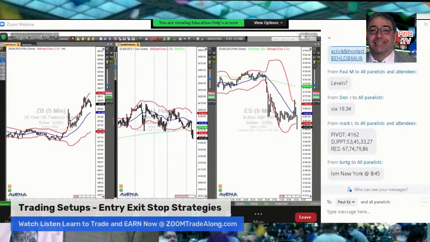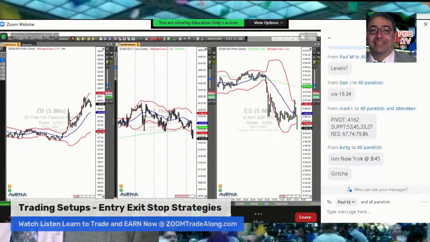ISM New York is a smallish number. I mean, a real smallish number. I didn't even mention it because it's just too smallish of a number. I know it's coming out, but it's not a big deal. All right, market continues to downtick here a little bit, support down at the 53 area.